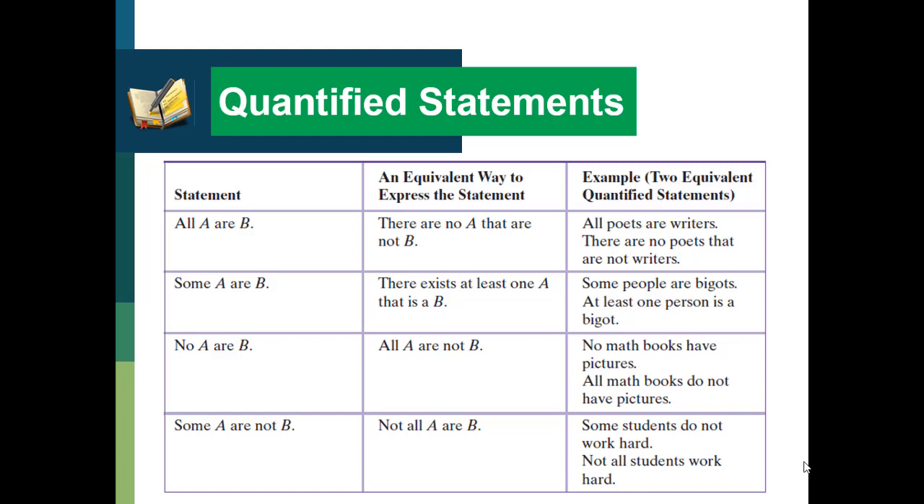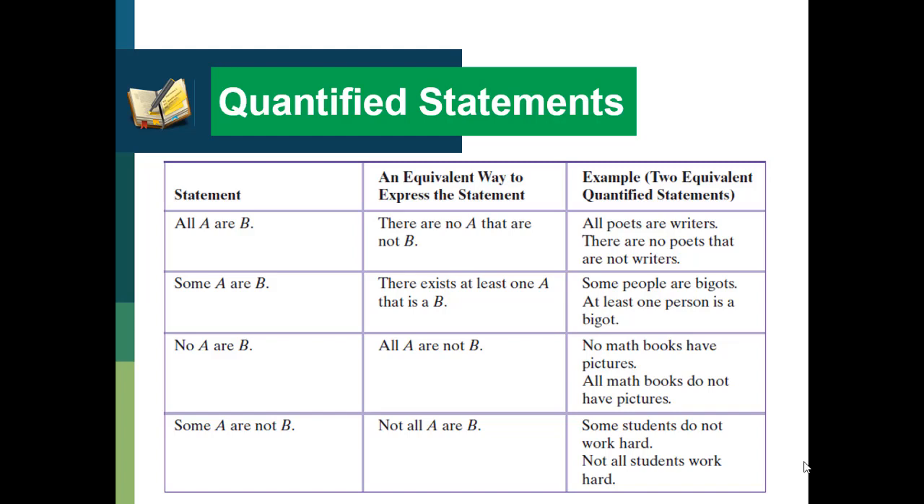What about if the statement is some A are B? That means there exists at least one A that is a B. Some is an existential quantifier. For example, some people are bigots. That means at least one person is a bigot, because the word some means there exists at least one. Did you get it?